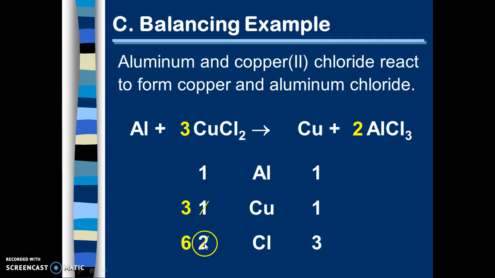And I have 6 chlorine over here. I only have 3 over here, so what can I multiply by 3 to get 6? Well, I can multiply it by 2. So I'm going to put a 2 in front of the AlCl3. Now that's going to change my aluminum to 2, but it's going to change my chlorine to 6.